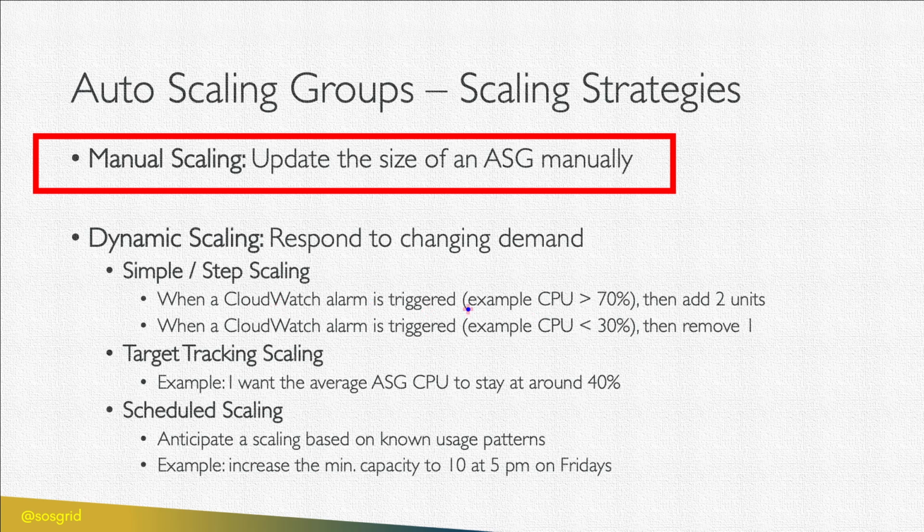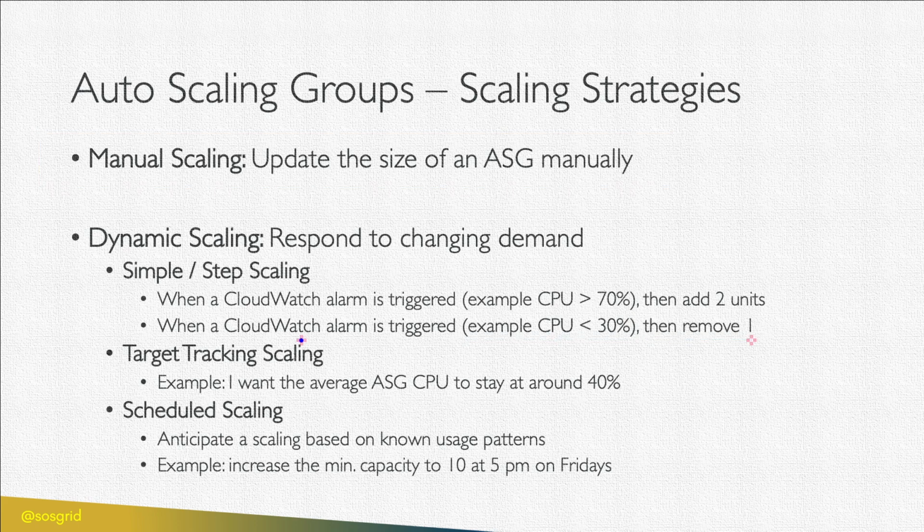For example, maybe if the CPU of a specific instance is greater than 70%, then you should simply add 2 units. Or if the CPU is less than 30%, maybe you should remove 1 EC2 instance, right? So that's a condition based on when your instances are too hot, or if it's getting too heavy, you can automatically add a condition to add or remove.